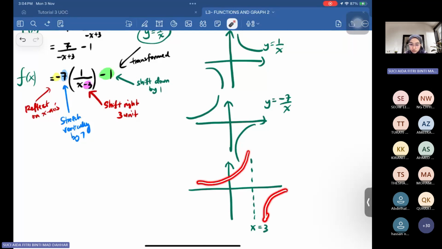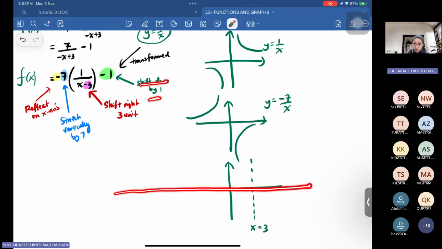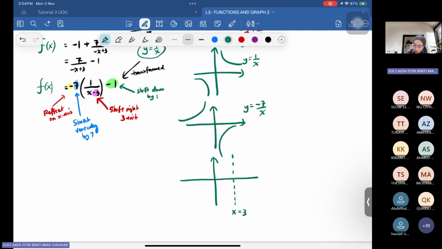But I'm not going to draw them down now because I want to shift my horizontal asymptote as well. Originally we have the horizontal asymptote exactly on the x-axis, right? Now when you shift it down by 1, where does this asymptote go? Below, right? At -1. So your horizontal asymptote is now here. This is our x-axis, y-axis. This is y equals -1.